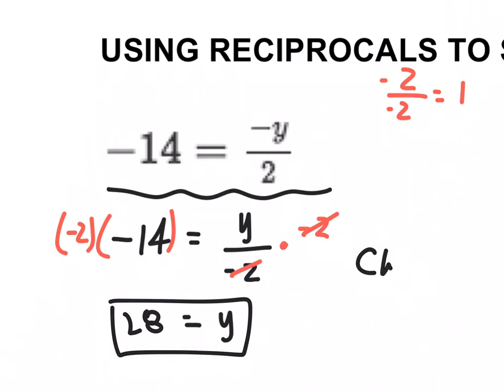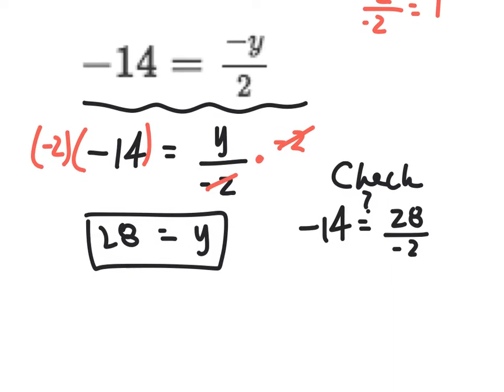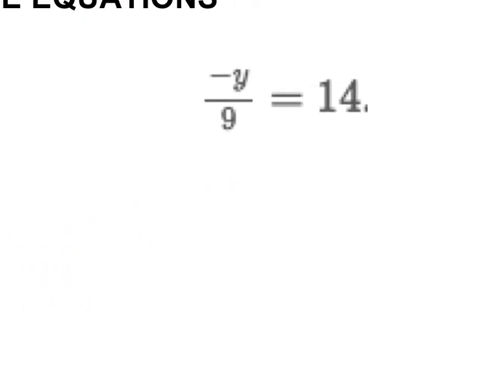Now, if we check this, we get negative 14 is equal to, say, 28 divided by negative 2. Are these two equivalent? If I take 28 and divide it by negative 2, that's going to give me negative 14. And that equals negative 14. That's true, so that's my solution. And we're done. Let's take a look at the next one.